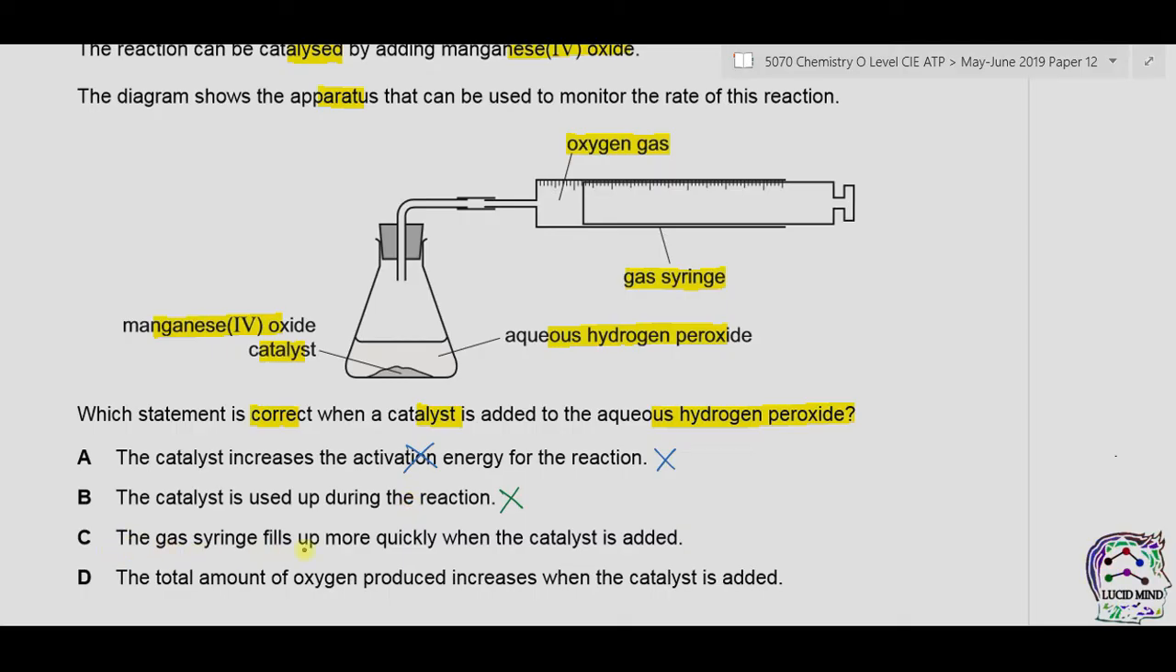C. The gas syringe fills up more quickly when catalyst is added. This is true because a catalyst increases the speed of chemical reaction, so the oxygen gas will form faster. D. The total amount of oxygen produced increases when the catalyst is added. This is also incorrect because a catalyst does not affect the amount of product, it only increases the rate of chemical reaction. So the correct answer is therefore C.